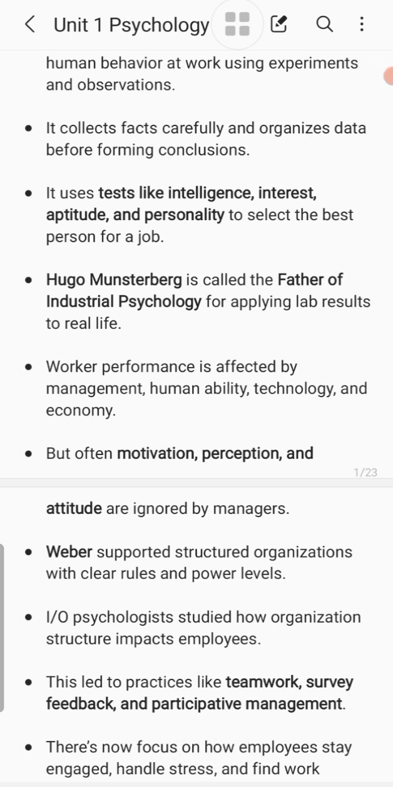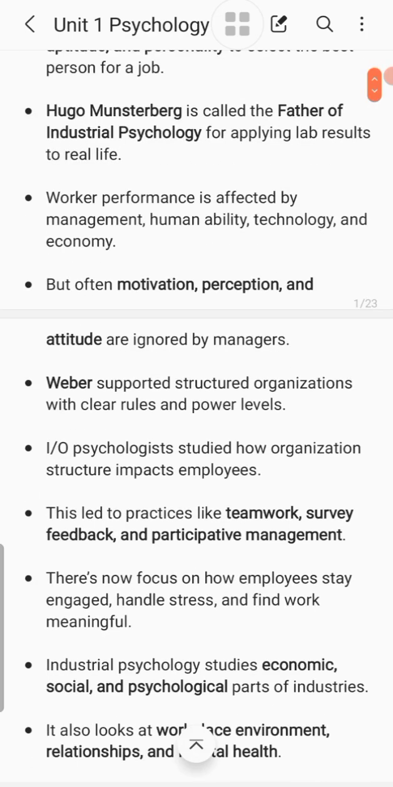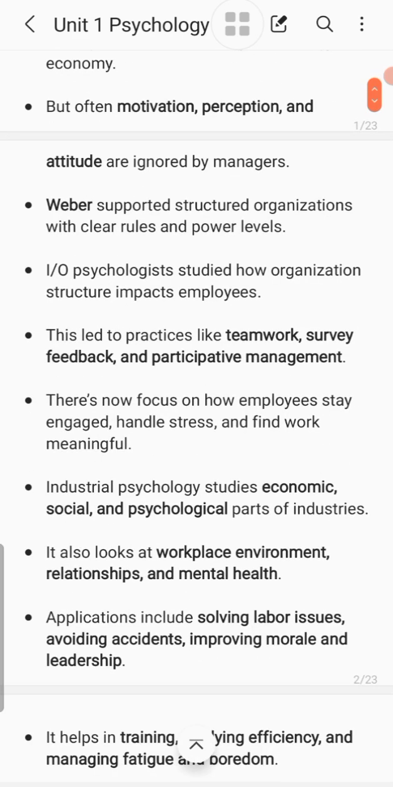Worker performance is affected by management, human ability, technology, and economy. But often motivation, perception, and attitude are ignored by managers. Weber supported structured organizations with clear rules and power levels. Industrial or organizational psychologists studied how organization structure impacts employees. This led to practices like teamwork, survey feedback, and participative management. There is now focus on how employees stay engaged, handle stress, and find work meaningful.